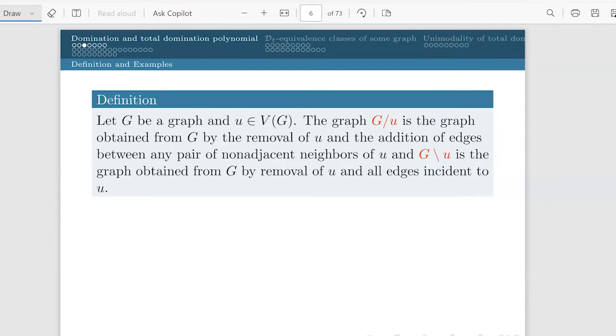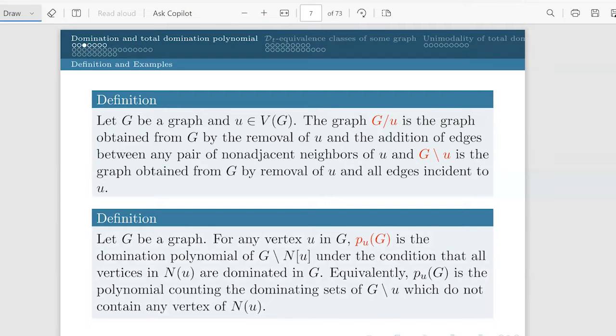And we need some notation. As you see here, we denote by G/u the graph obtained from G by removal of vertex u and addition of edges between any pair of non-adjacent neighbors of u. And this notation, G minus u, is the graph obtained from G by removal of u and all edges incident to u.